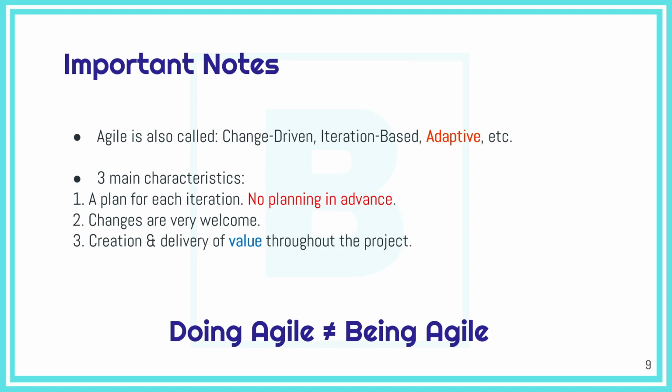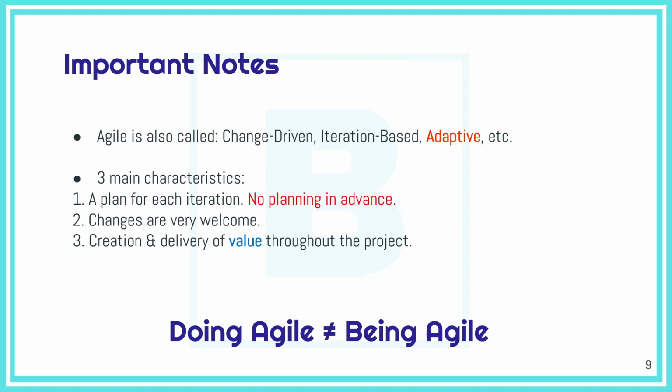So, Agile can be called a change-driven approach, an iteration-based approach, but mainly the term that is used in the PMP exam is adaptive project management, the adaptive approach. And it has 3 main characteristics. First of all, whenever we start an iteration, we will have a plan just for that iteration. We don't plan in advance. Changes are very welcome in Agile, even late in development. And in Agile, we need to create and deliver value throughout the project. I really explained and emphasized that being agile and doing agile, practicing some agile techniques, is not the same as really being agile in the mindset.